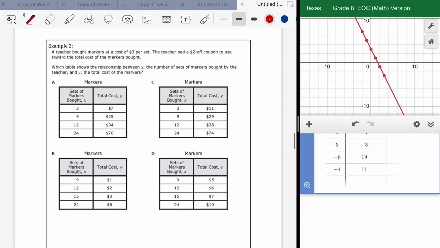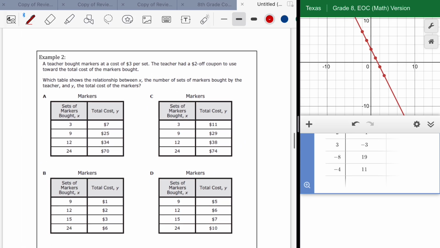Example number 2, I have a word problem. Again, we need to definitely use the keywords per, each, every, representing 4.